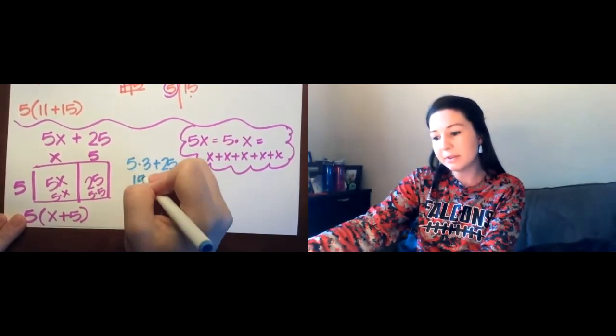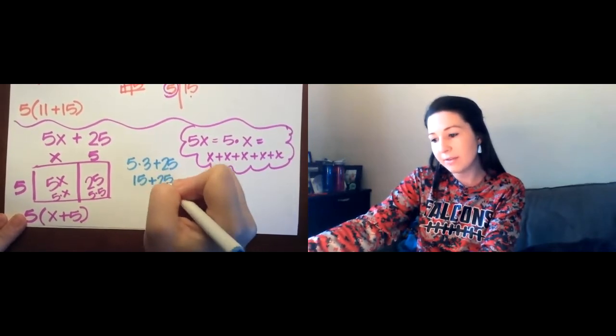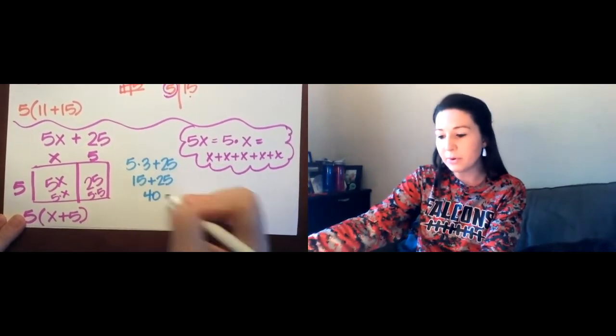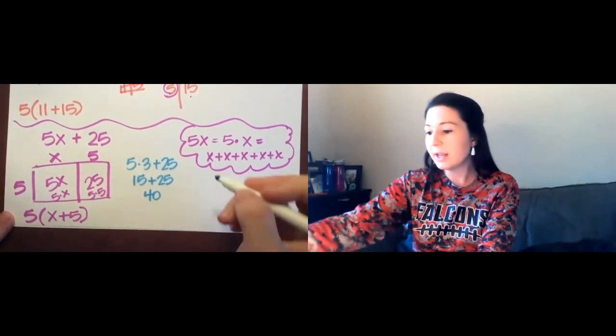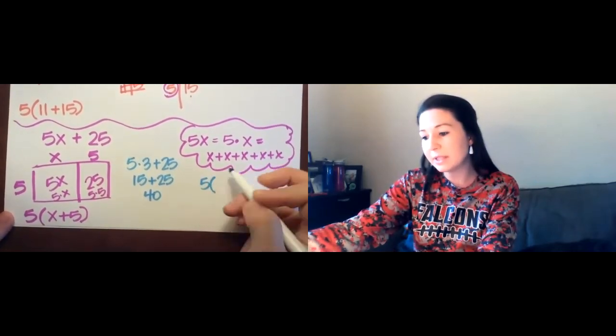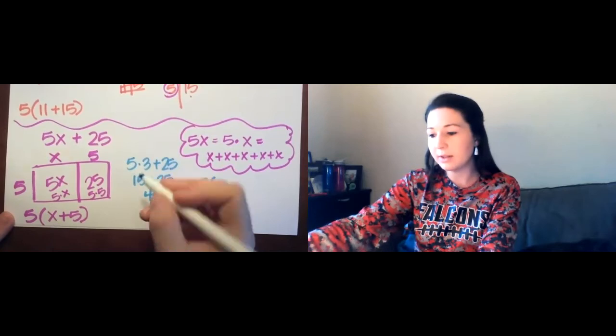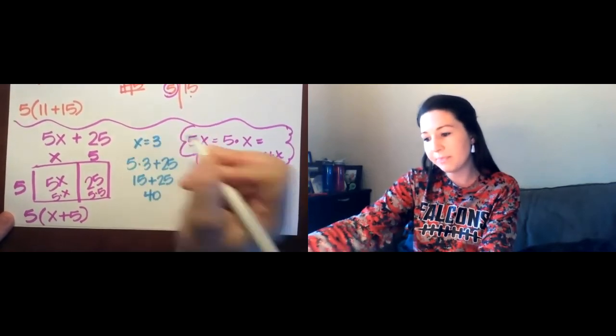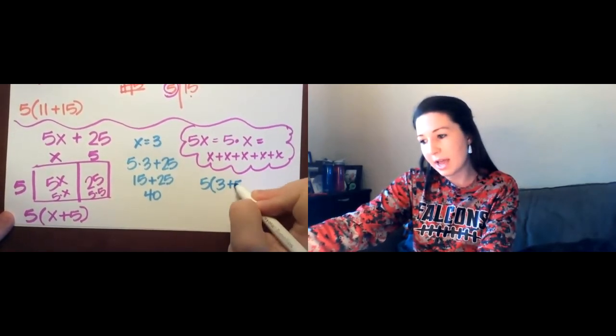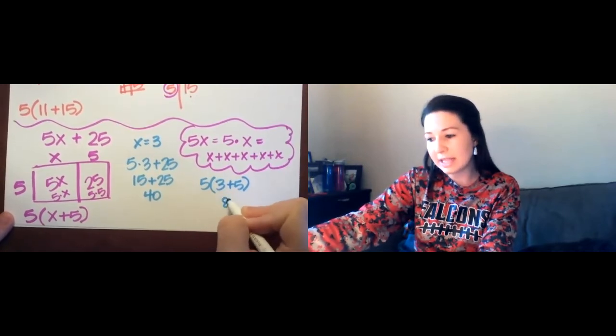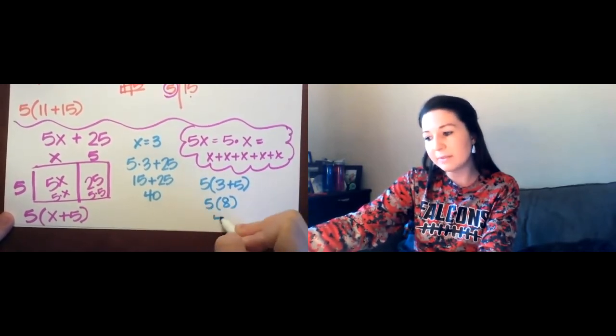5 times 3 is 15 plus 25. 15 plus 25 gives me 40. Now we can check that over here. So if I have 5 times, and I'm changing my x to a 3, because here we're saying x equals 3, then I'd have 3 plus 5. 3 plus 5 is 8. Times 5 gives me 40.